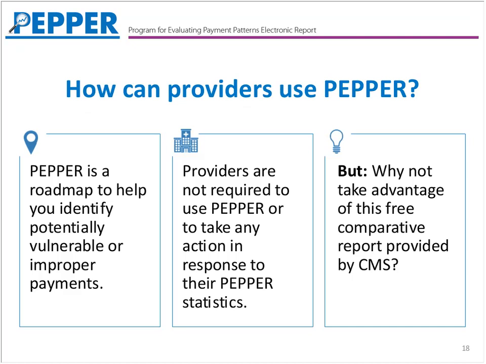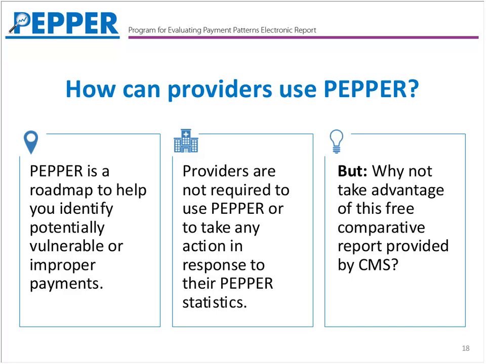So sometimes when providers have access to their PEPPER, they are asked if they have to use their PEPPER, if they should be taking any action based on what their PEPPER statistics reflect. And the answer to both of those questions is no. You don't have to use your PEPPER, and you certainly aren't required to take any action as a result of the statistics in your PEPPER.